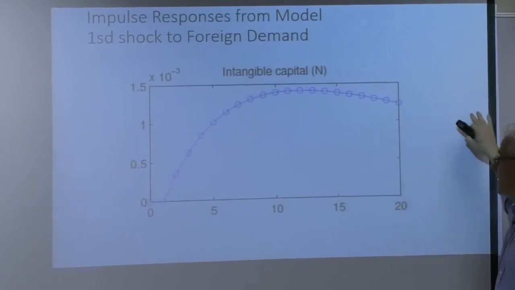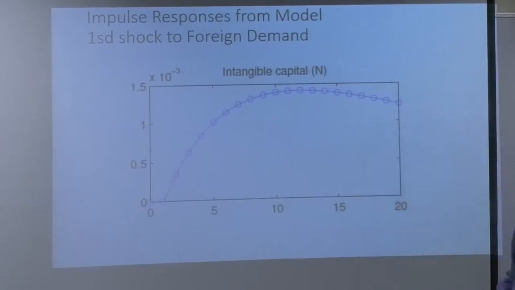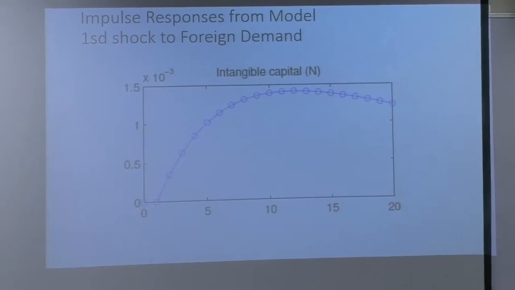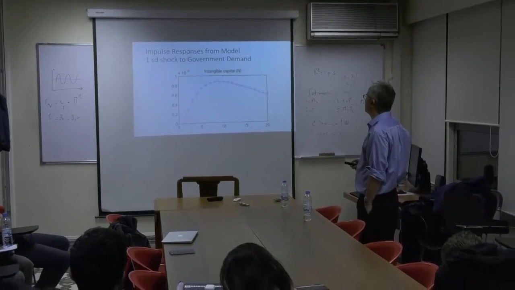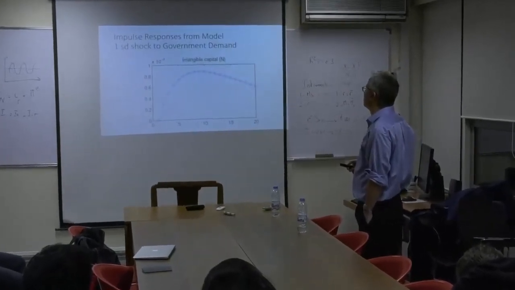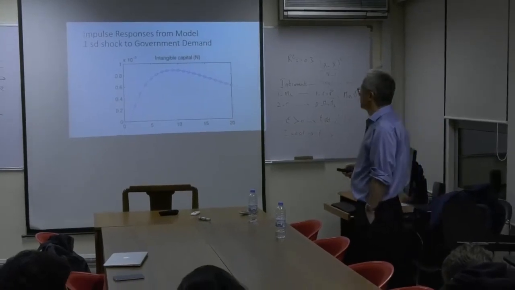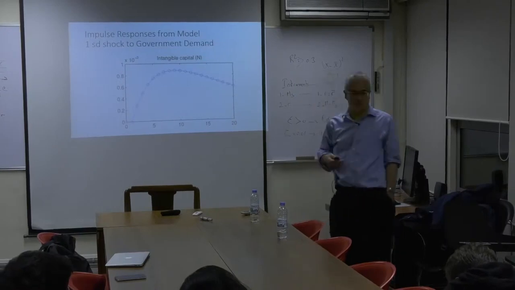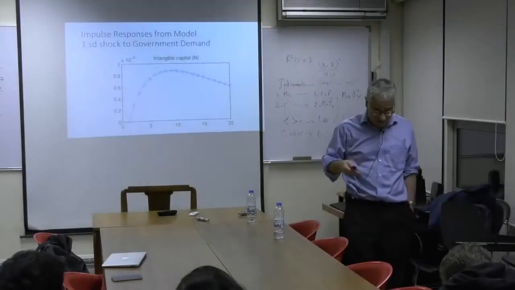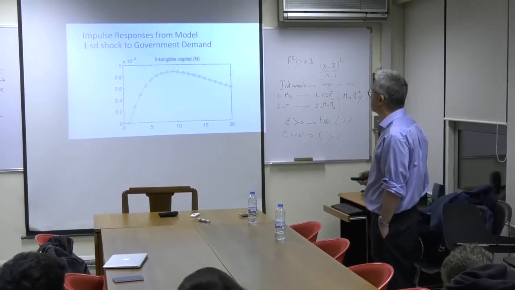So the bottom line of the paper is that foreign demand shocks matter a lot, and this theory shows that. And this is the response to a one standard deviation shock to government demand. So we want to look at whether our data accord with these theoretical predictions when we do the estimation.